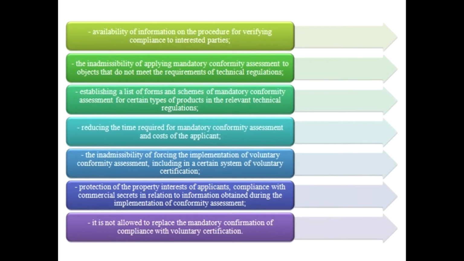In the previously existing law on certification of products and services, forms and schemes of obligatory certification were established by the authorized body of executive power in the field of certification, or other bodies of executive power, and the list of products whose conformity is confirmed by the declaration of conformity was approved by the government. By this principle, the law has determined that the list of forms and the schemes of mandatory conformity assessment for a specific type of product cannot be established by any other document other than technical regulations.